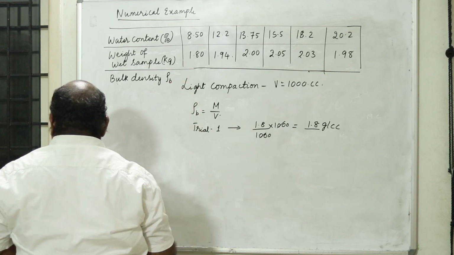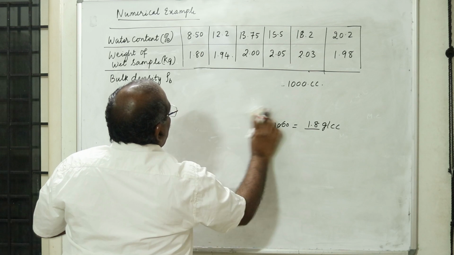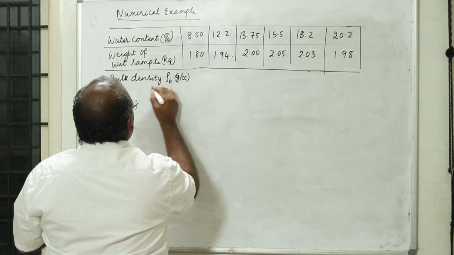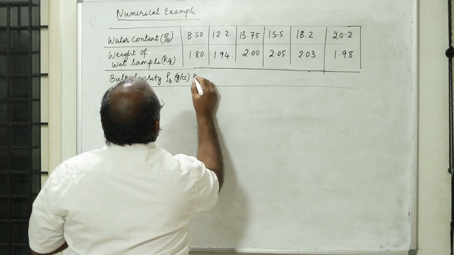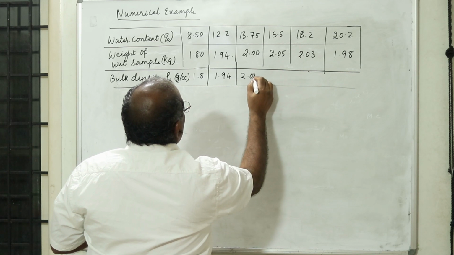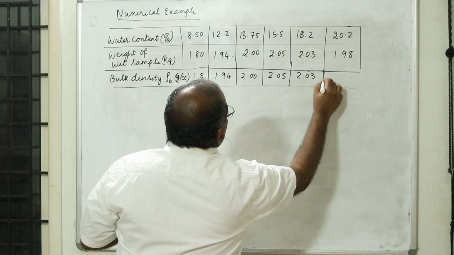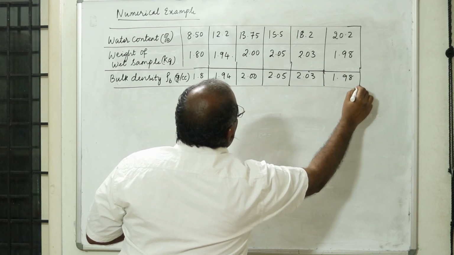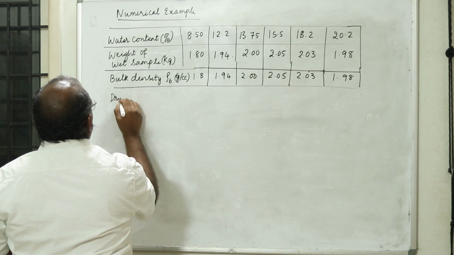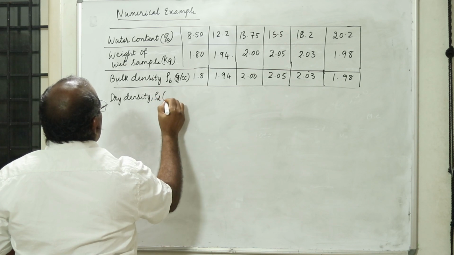rho B. Now we need to be careful about the units. It's very essential, because you will go wrong if you don't use the proper units. This becomes 1.8 without much change, because you multiply by 1000 and divide by 1000, same units, same numerical value. You get your bulk density, then you find out your dry density. Once you get your bulk density, finding out dry density is very easy.